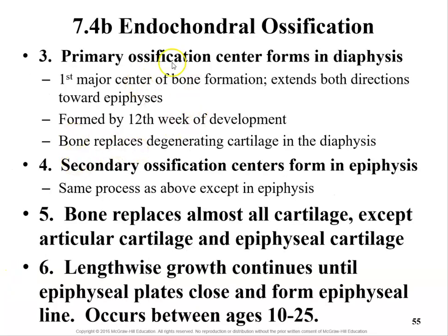Okay, and you're going to get your first major center of bone formation in the diaphysis. Okay, and it's going to essentially grow the bone from the center towards the epiphyses. Then a secondary ossification center forms in the epiphyses. So it's going to be the same process that we talked about. Chondrocytes hypertrophying, calcifying, osteoblasts come in, secrete osteoid, the osteoid hardens, etc., etc., okay?